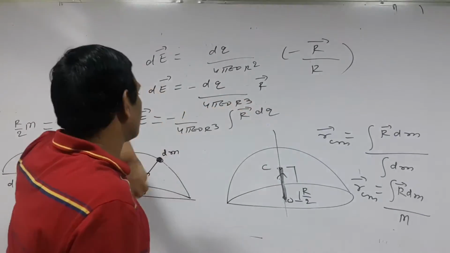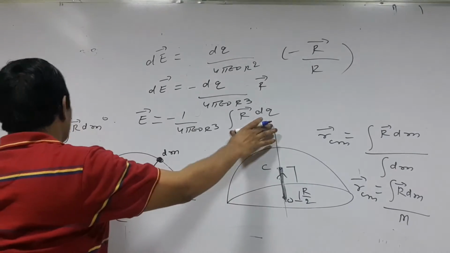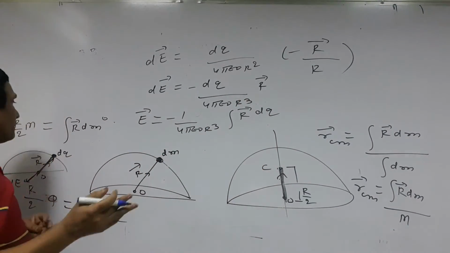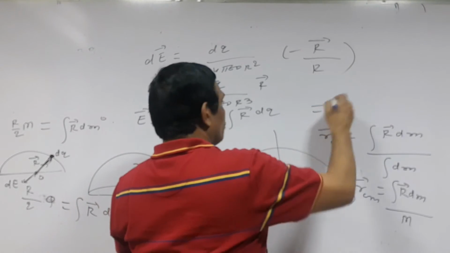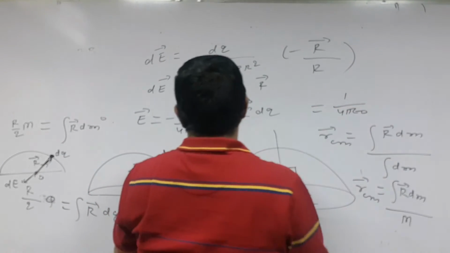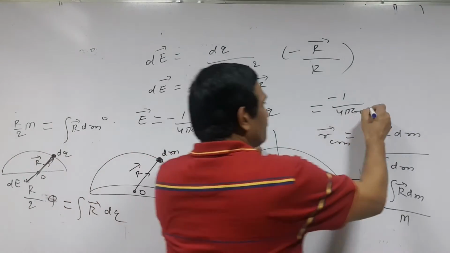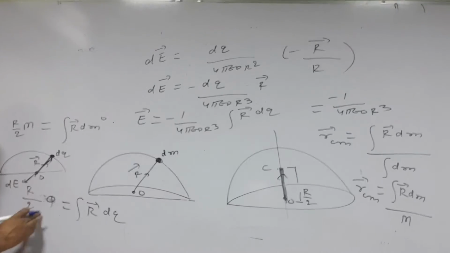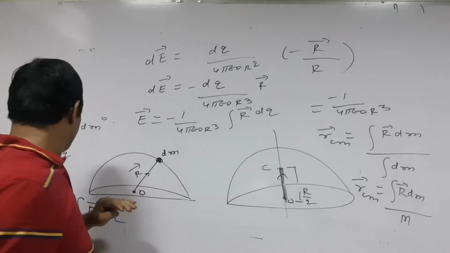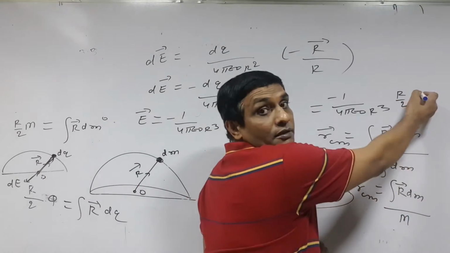Without doing integration, you can get the value of this by the help of the concept of center of mass. That will be R by 2 Q. So this will be minus 1 by 4 pi epsilon naught R cube times R by 2 Q, without doing integration.